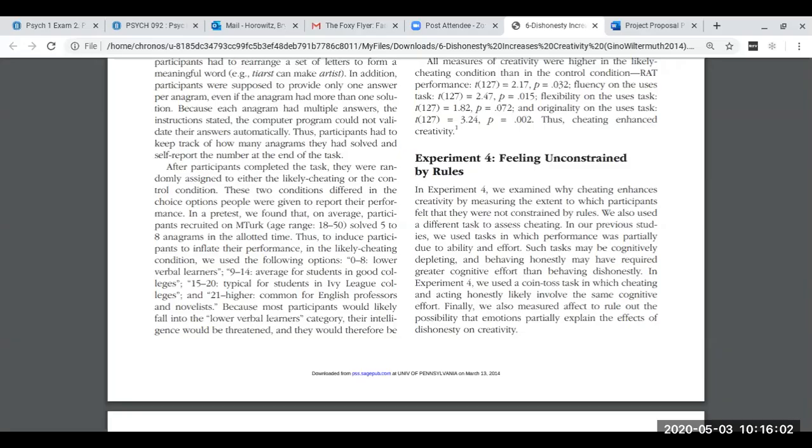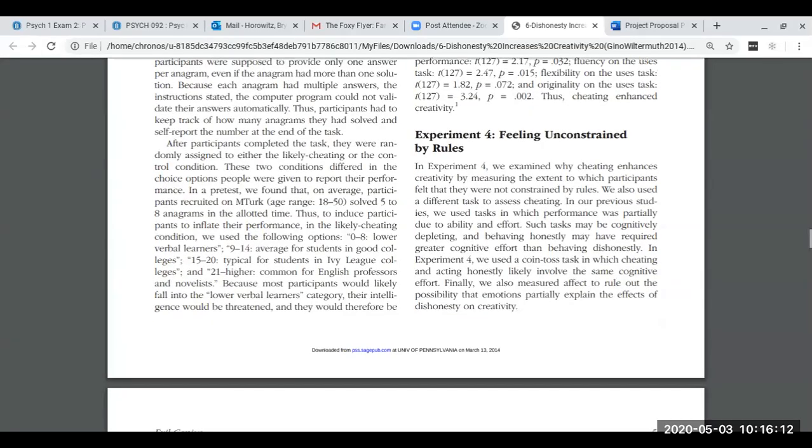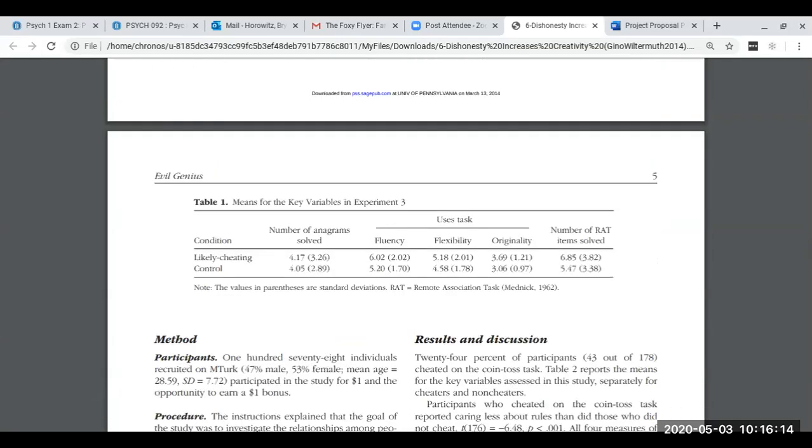Well, it's been known that when people get into an emotional battle, their emotions potentially make them lie more because they don't want to get caught or for whatever reason. So here we see in table 1 the key variables for experiment 3, likely cheating and control. Here's the number of anagrams solved, fluency, flexibility, originality, and here's the number of RAT items that were solved, looking to see if there was consistency there.